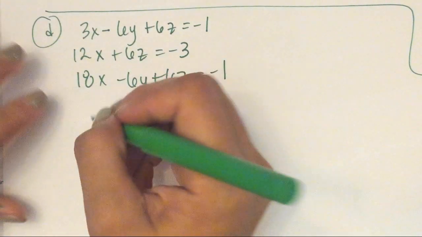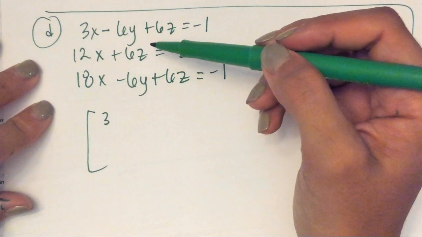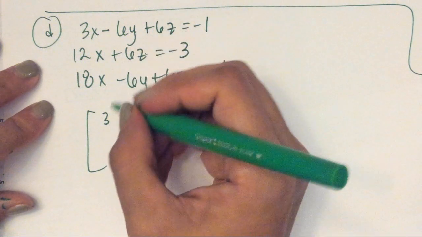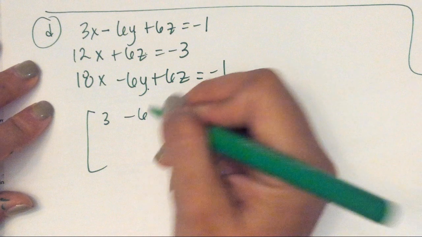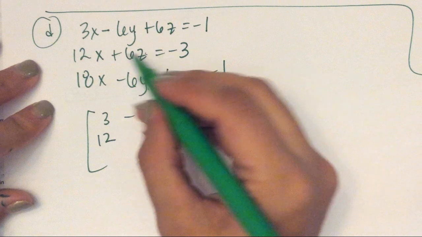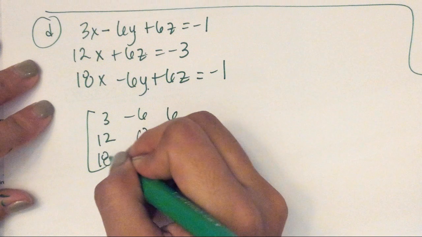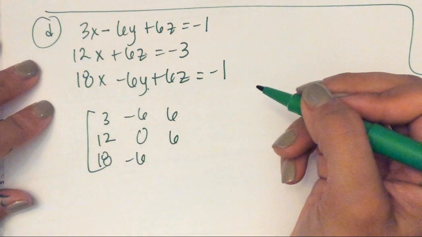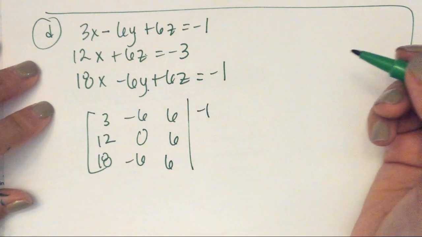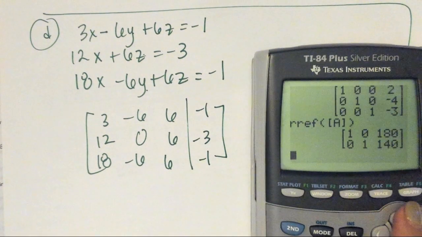Zooming in. So I have 3. Remember, check all the x's are aligned. I have a y and there's no y here, and there's a y here, and then z, z, z, so just be careful. So I have a 3 for an x, negative 6 for a y, and a 6 for a z. And then I have a 12 for my x, there's no y, so I need to plug in a 0. 6 for my z. And then I have an 18 for my x, a negative 6 for my y, and a 6 for my z. And then I have a negative 1, negative 3, negative 1. Plug that into my handy dandy calculator.